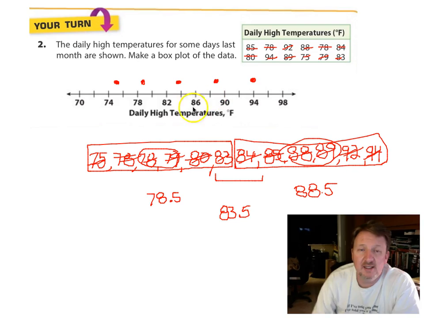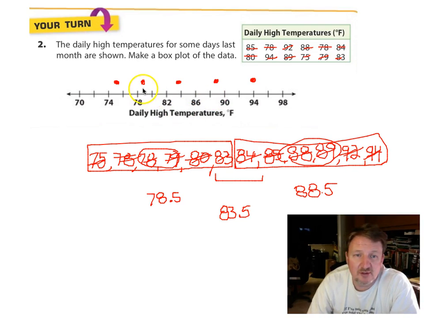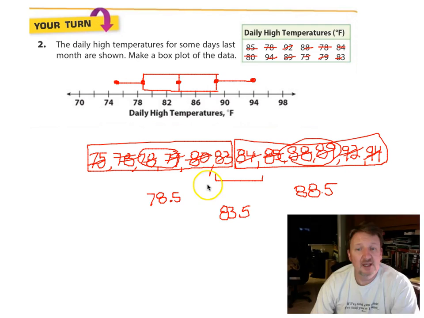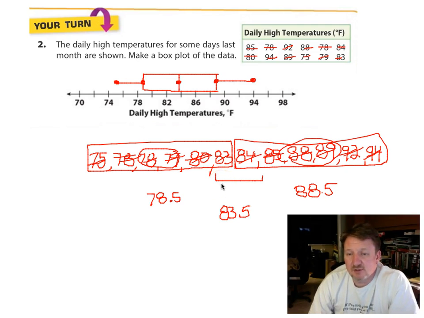So in the instructions, I told you needed to draw a vertical line at the lower quartile, at the median, and then at the upper quartile. Color in your box, and then draw a line from your upper quartile to the highest value, and from the lower quartile to the lowest value. And that's it, and that's all you have to do to construct your box.